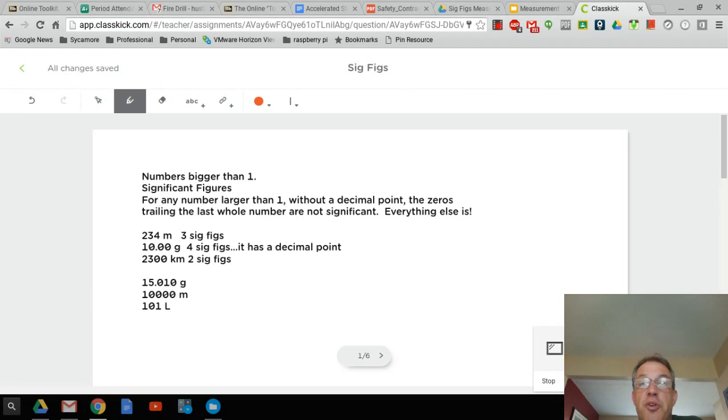They could mean 2,300 kilometers, 2,200 kilometers, 2,400 kilometers. That 3 is uncertain. It was probably measured with somebody's car, maybe. If I say 2,300 and there's a decimal point there, maybe they're talking about an Olympic track meet or something. Then those would all count. Now, when it does have a decimal point, like this one, basically all those zeros count. That is just not a placeholder. 234, three significant figures. So again, that's one way to tell for numbers bigger than 1.